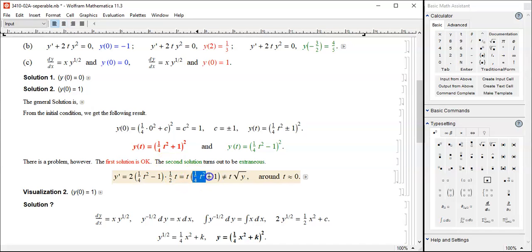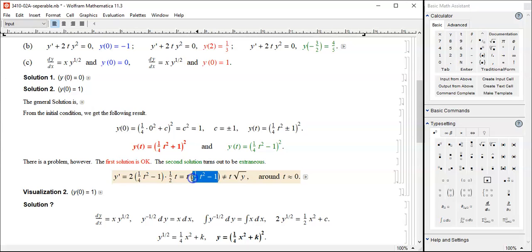And we have 1/4 t squared minus 1. Is this really square root of y? As a matter of fact, the answer is no. Why not? Because this thing is negative. You see, t is 0, so this part is 0, or close to 0 when t is close to 0, and then minus 1, this thing is negative. It's not square root of y.